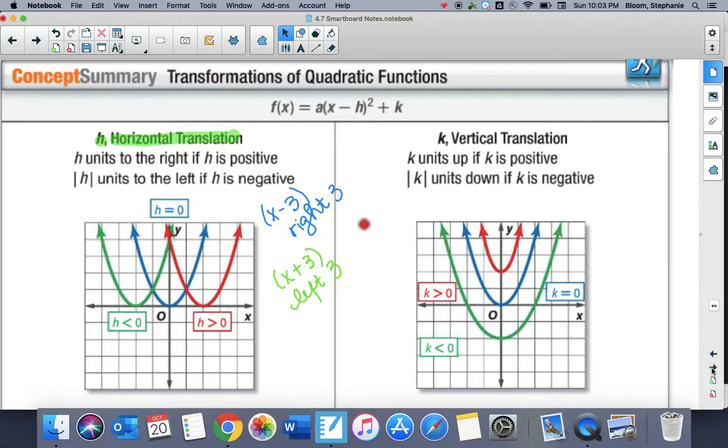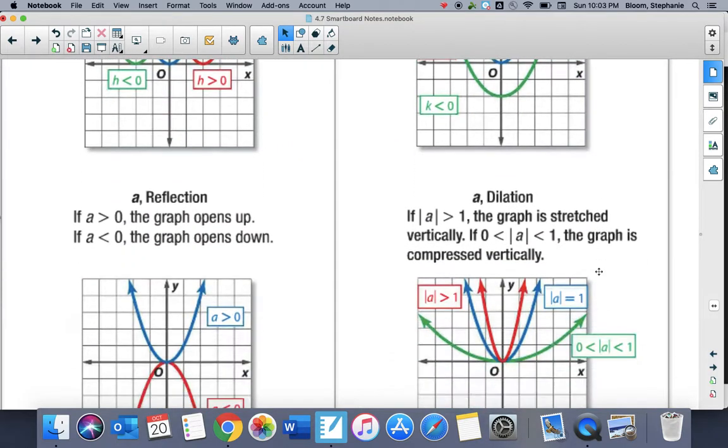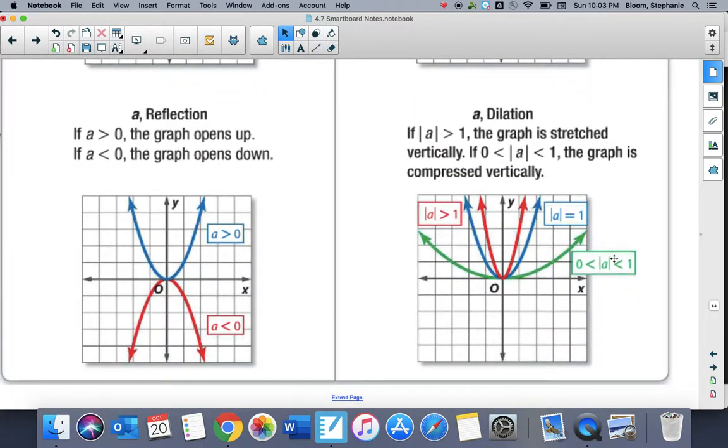This k on the end of your vertex form is going to be your vertical translation. And you will translate it just like you see it. So if k is positive, you're going to go that many units up. If k is negative, you're going to go that many units down. Okay? And then the last part of the transformation, if a is negative, we already know this, the graph would go down. If a is positive, the graph's going to go up.